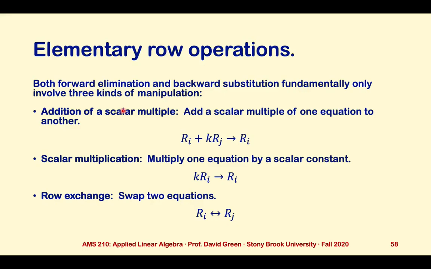At the core of both techniques is the addition of a scalar multiple. We add a scalar multiple of one equation to another, and after doing so, replace the one we added it to. We can represent this in the following way. Ri plus k Rj replaces Rj.